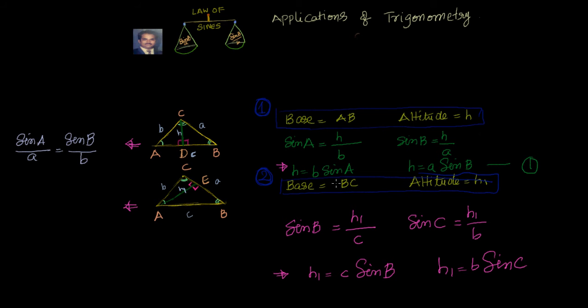From here you can see that from the second one, sine of B by B equal to sine of C by C.